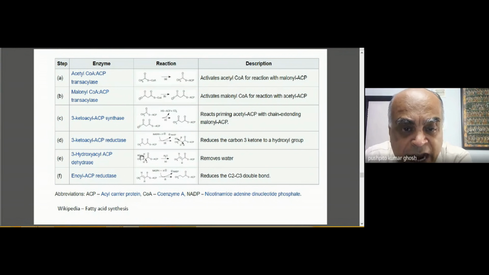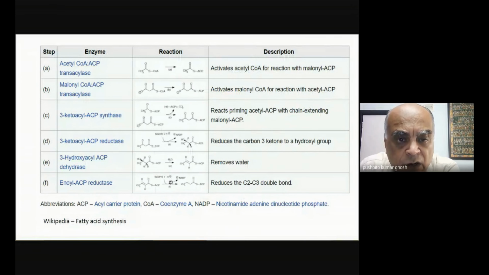It carries out the dehydration. This one carries out the reduction. All right, so you can see this was the dehydration step, it is carried out by this enzyme. This was the hydrogenation step, the last step, carried out by this enzyme. This was the reduction of the carbonyl, carried out by this enzyme.